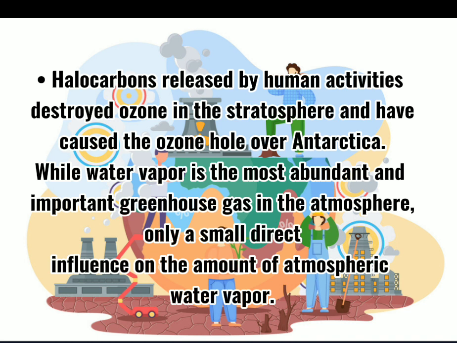Water vapor is the most abundant and important greenhouse gas in the atmosphere, but human activities have only a small direct influence on the amount of atmospheric water vapor. For example, a warmer atmosphere contains more water vapor. When the Earth's atmosphere warms up, it can hold more moisture in the form of water vapor. This is because warmer air has a higher capacity to hold water vapor before it reaches saturation.